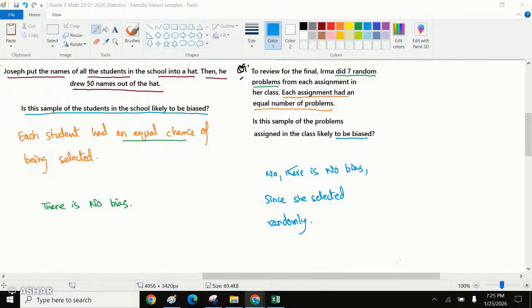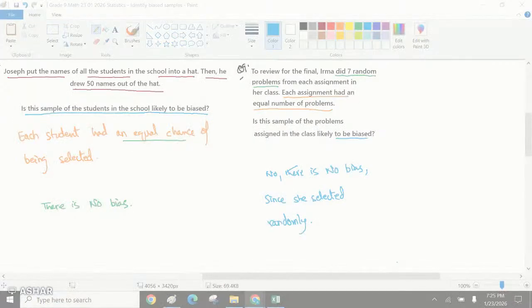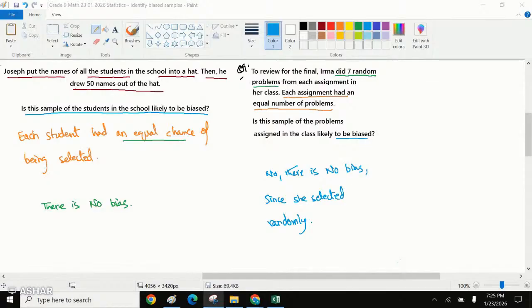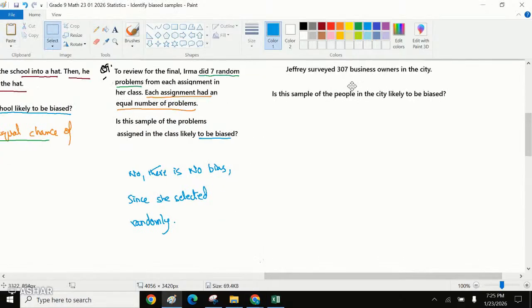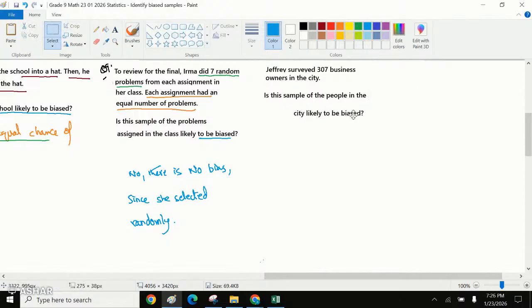Okay. Moving ahead. Jeffrey surveyed 307 business owners in the city. Is this sample of the people in the city likely biased? What do you say? What do you suggest? Is this sample biased? He did a survey of 307 business owners.